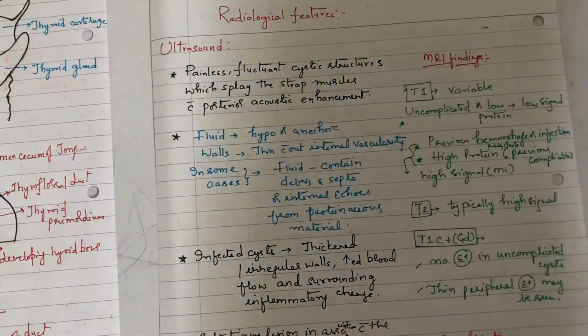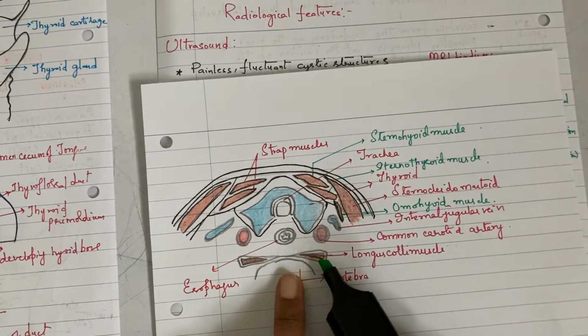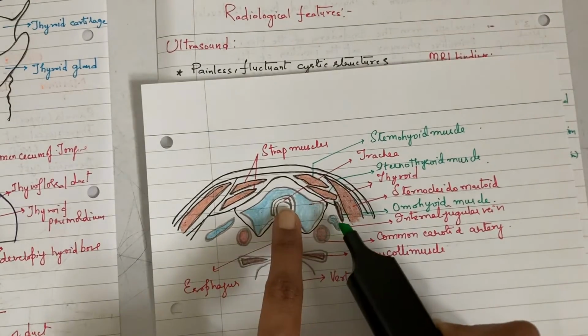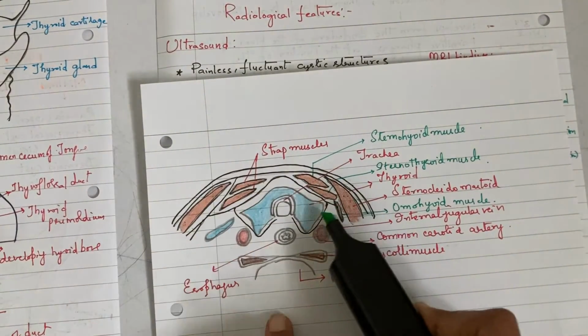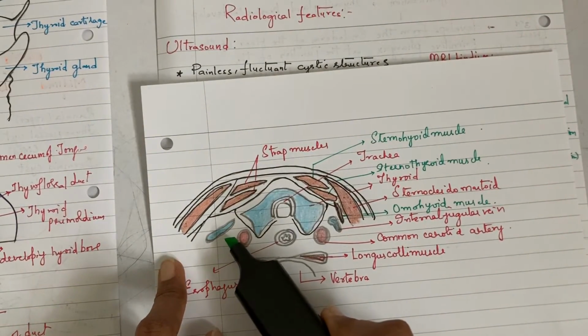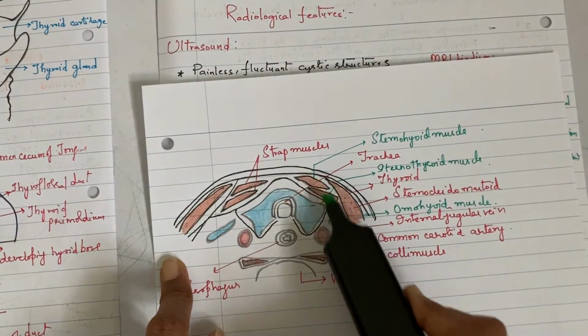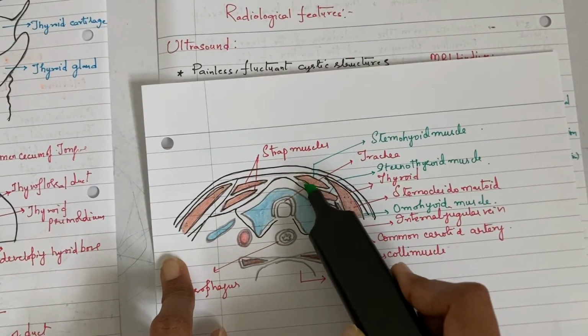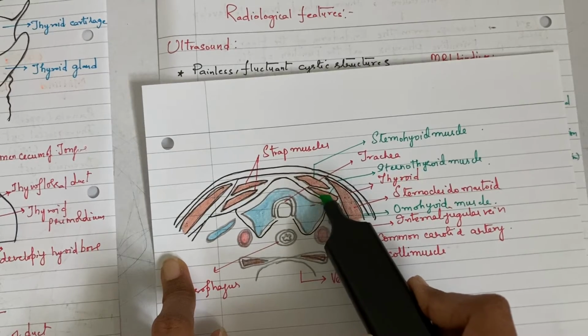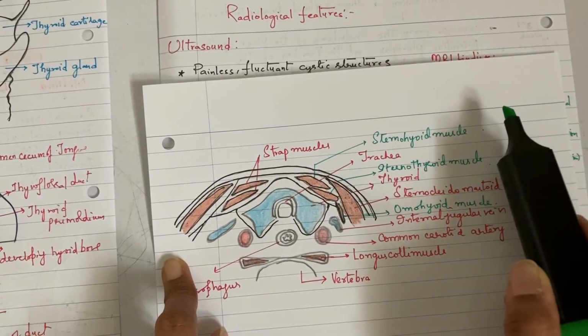Normally if you take the anatomy, if you take this section, we have the vertebra, the longus colli muscle, the esophagus, and the trachea. This is at the level of the thyroid. This is the thyroid gland, common carotid artery, internal jugular vein. Then we have the sternocleidomastoid muscle and strap muscles. We have 3 strap muscles: sternohyoid, sternothyroid and omohyoid.